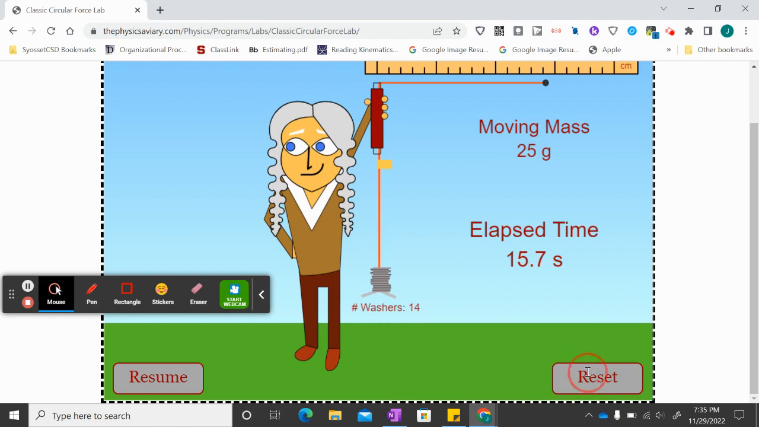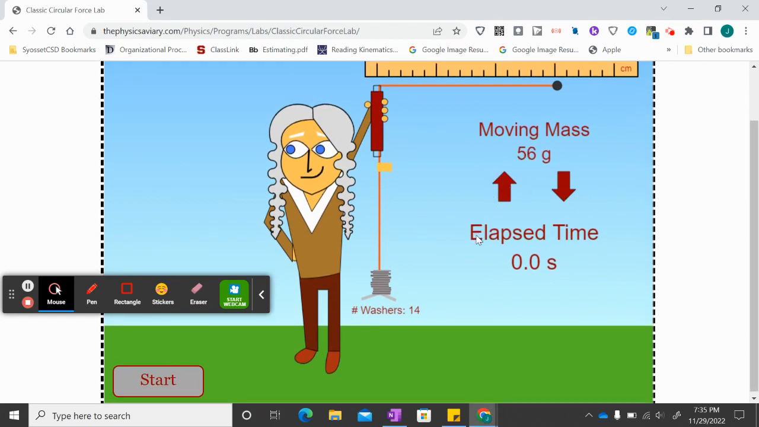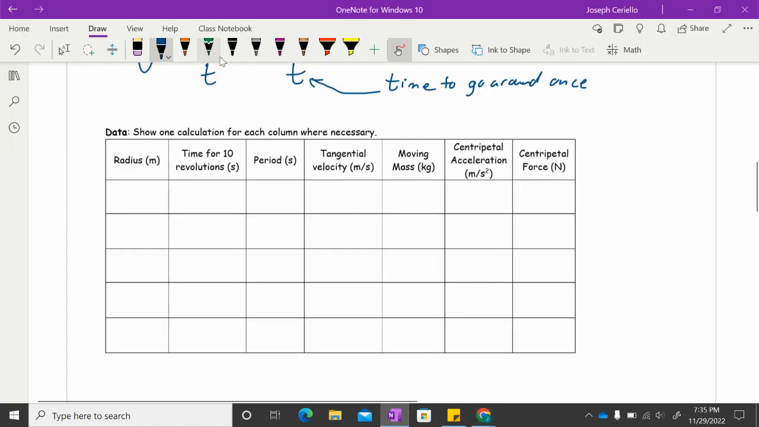So I'm going to reset mine. I'm going to make the moving mass 56. There it is. Okay. So I'm going to go to my sheet and I'm going to put in 56 grams, but it's got to be in kilograms. So that's going to be 0.056 kilograms. I don't need to actually label the units because the units are at the top.